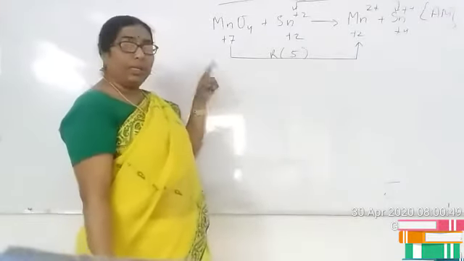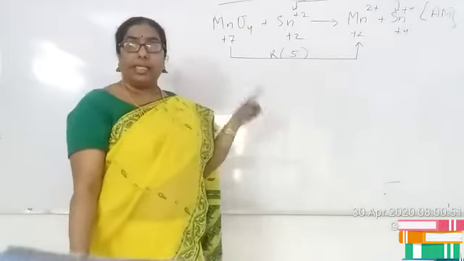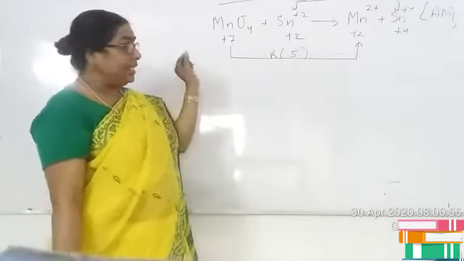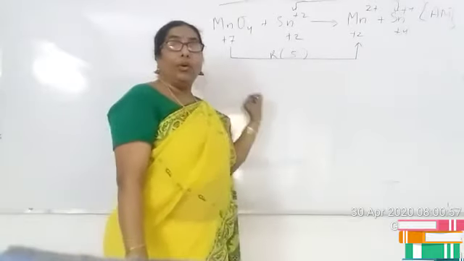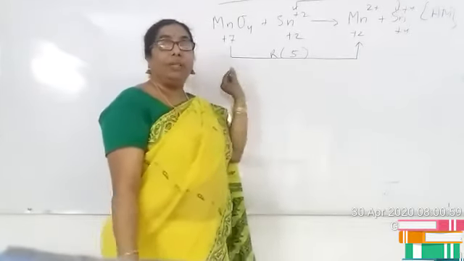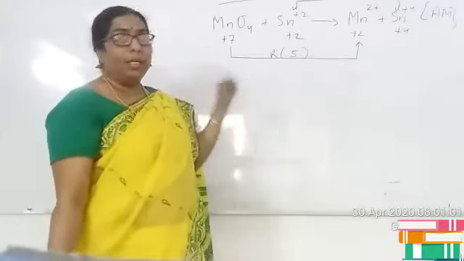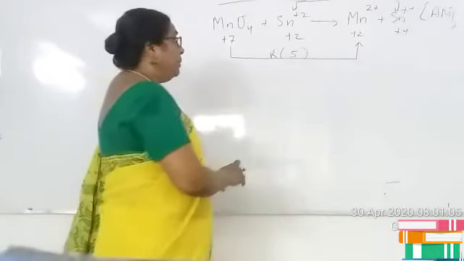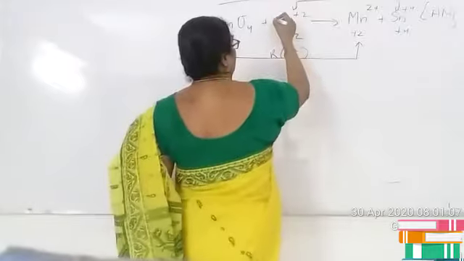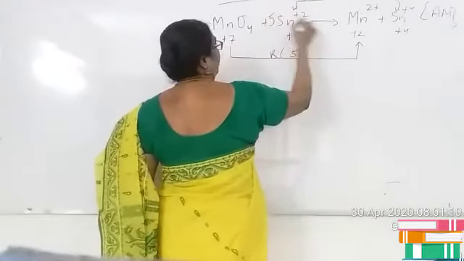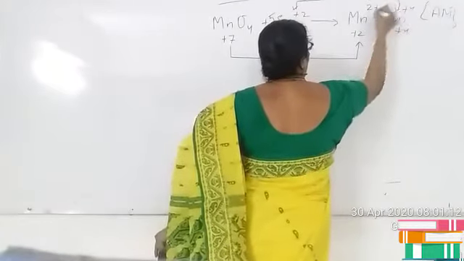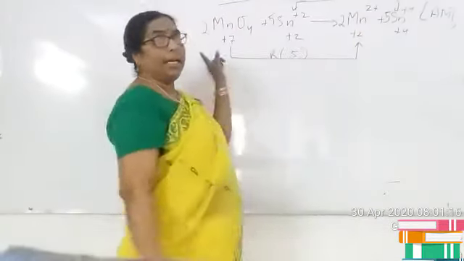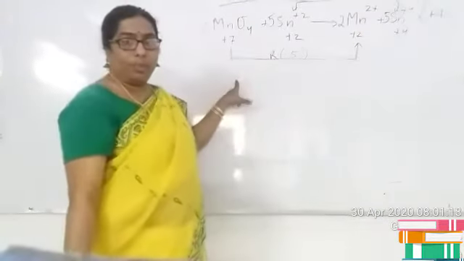Now you have to equalize this difference in oxidation state by multiplying by the reverse reaction. This step is very important. In order to equate the difference in the oxidation number, just multiply the reverse reaction by this number. So we can multiply the oxidation reaction by 5 and the reduction reaction by 2. Is it clear children? Is this process clear?